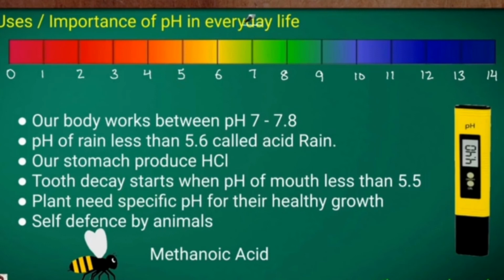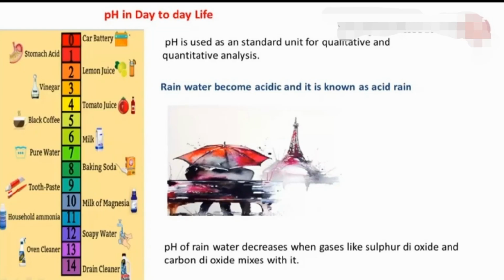Next, pH of rain less than 5.6 is called acid rain, means when the pH is less than 5.6 it is called acid rain. We know that rainwater becomes acidic and it is known as acid rain. It damages the skin of the human body as well as plant functions in their metabolic and certain pH.